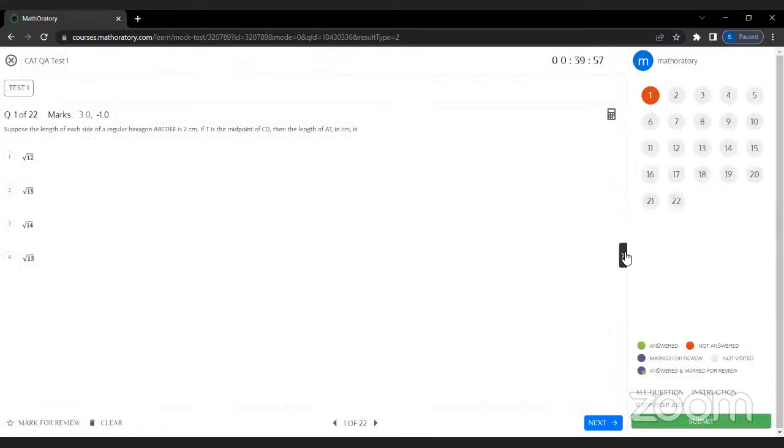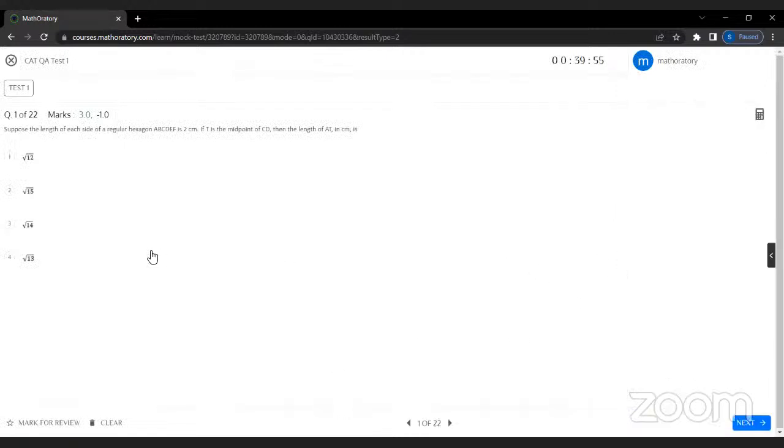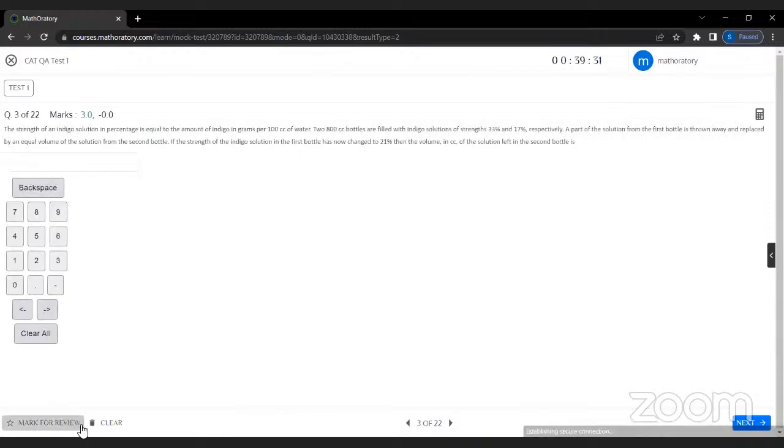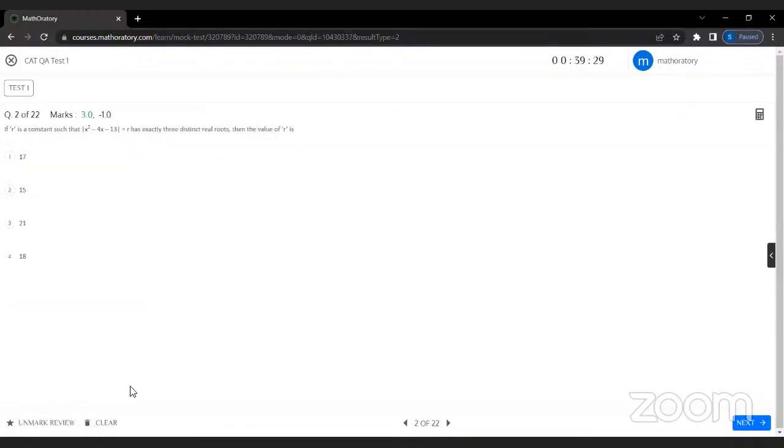Okay. So the length of each side of a regular hexagon is 2. T is the midpoint of CD, the length of AT. So Apollonius is one idea that comes to my mind if I visualize this. I'm not completely sure whether that is the best way to go about it. So I'll mark this for review. Sorry, I just marked 2 questions for review.